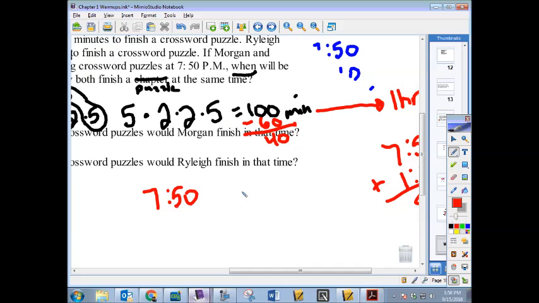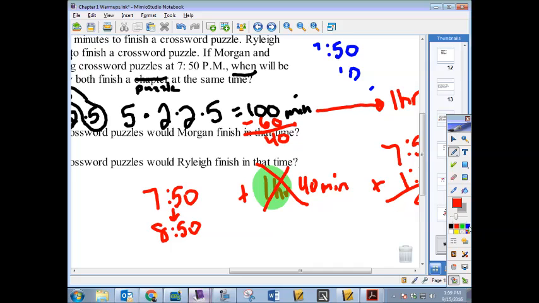750, I need to add an hour and 40 minutes. So I'm going to do this in pieces. The first piece is I'm going to add an hour. If I add an hour to this, what is it going to be? 850. Okay, now we're done with that. We've added that on. Now we're going to add 40 minutes onto that. No, it wouldn't be 920.